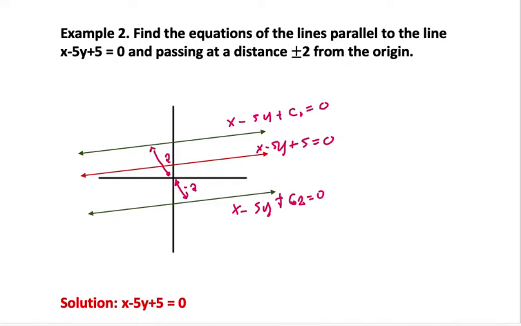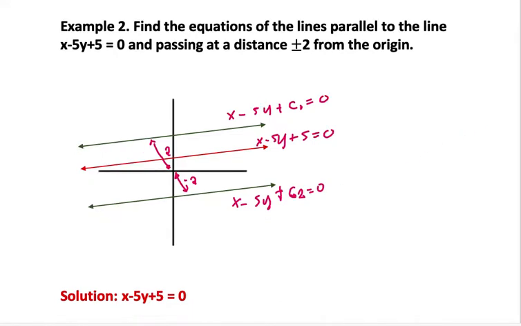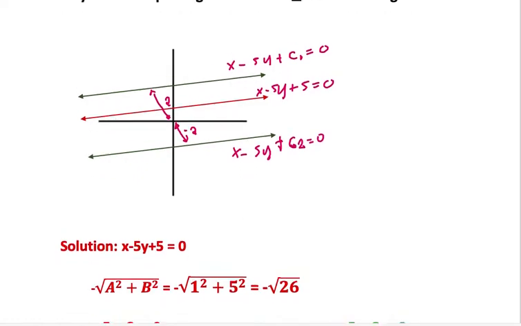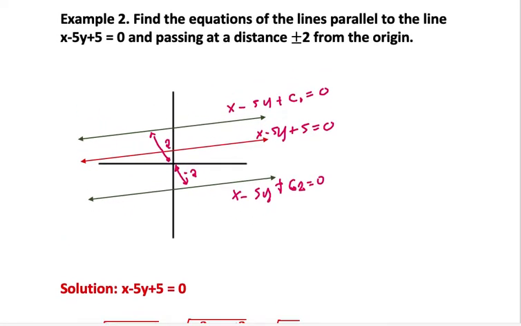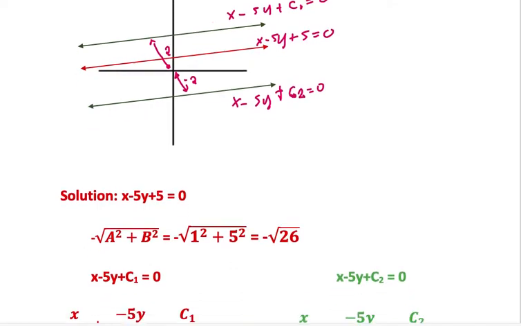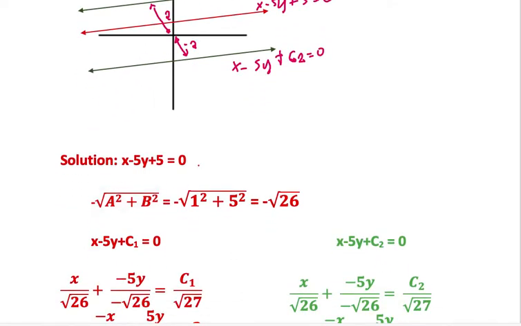Let's proceed to the solution. Let's get first the given equation, which is x minus 5y plus 5. Then let us use the general form and assign values of a and b. So a is 1, and b is negative 5.